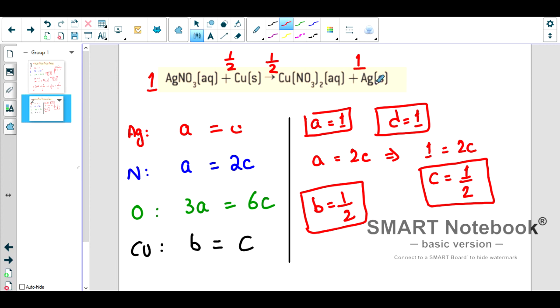That's 1 Ag, it's 1 Ag. 1 nitrogen, this is 2 nitrogens, half will make it also 1. Oxygen is 3 here, here it is 6, 6 into half is also 3. So this equation is balanced. But you can do one more step.